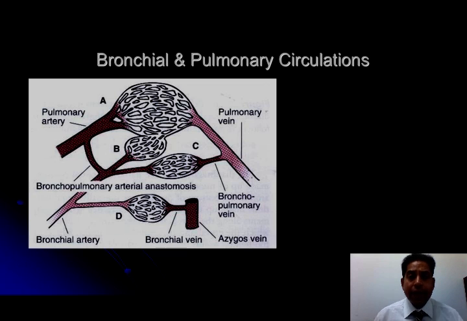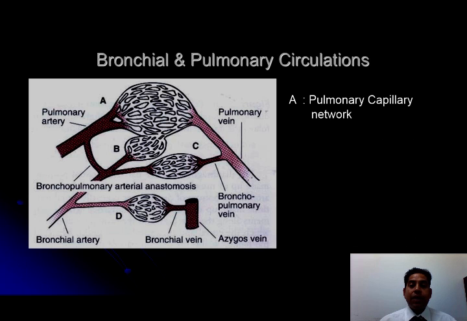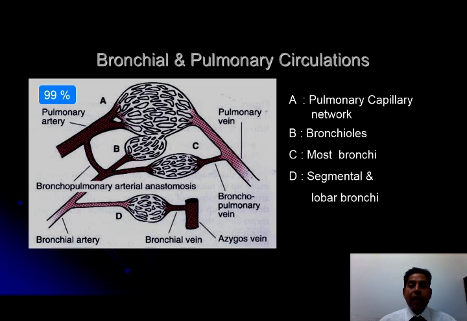Now the pulmonary circuit has got two major circulations. One is the pulmonary circulation, which supplies the pulmonary capillary network, and this forms the majority of the blood flow. 99% of the blood flows through the pulmonary circuit. The other circuit is the bronchial circulation, by way of the bronchial artery. This supplies the bronchi, the bronchioles, as well as the segmental bronchi. And this ultimately drains into the bronchial vein, which joins the azygos vein and ultimately drains into your vena cava. So these are the two major circuits.